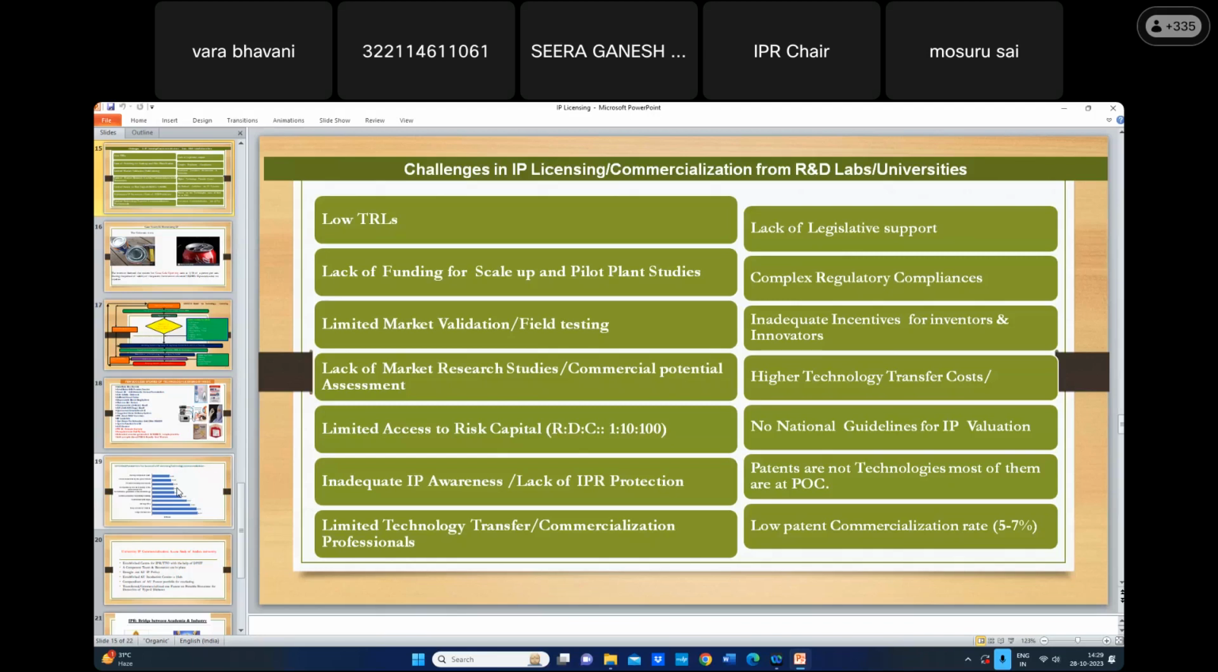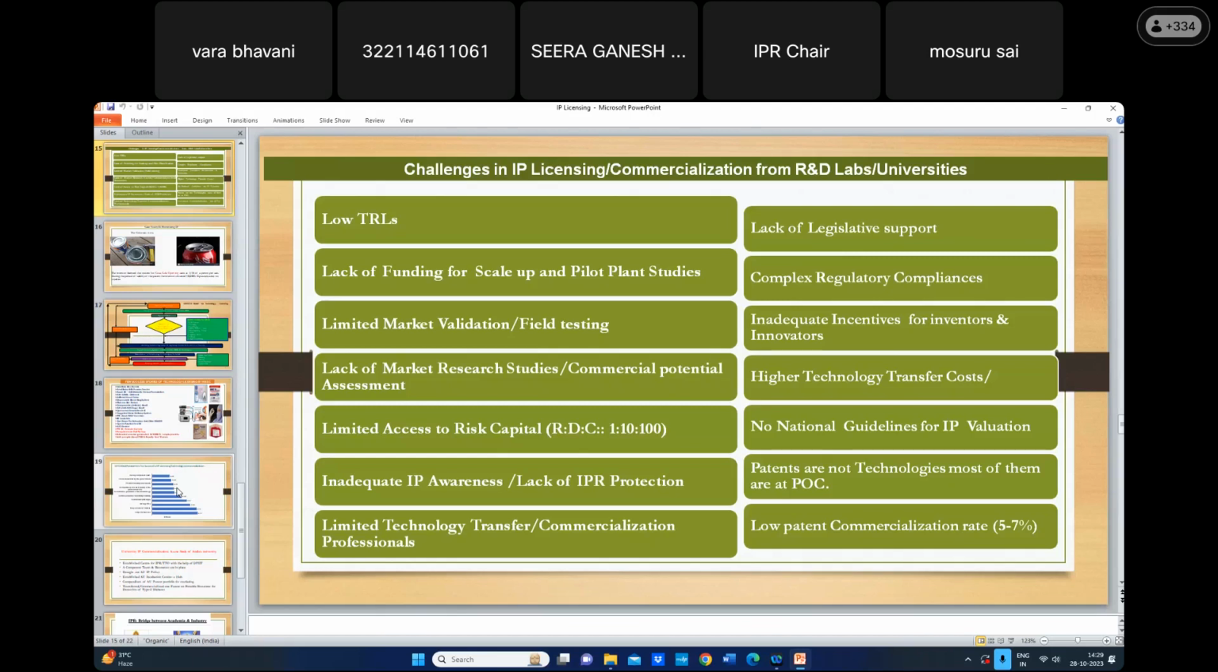99% of our technologies developed in the academic environment, particularly, were never field tested. They were only tested in the laboratory. And market research studies for commercial assessment are also not being done. If you want to be successful, you should know the market conditions for that product or service, whether there is a market for that, whether there is a demand for such kinds of products or not. So limited access to risk capital is also another issue.